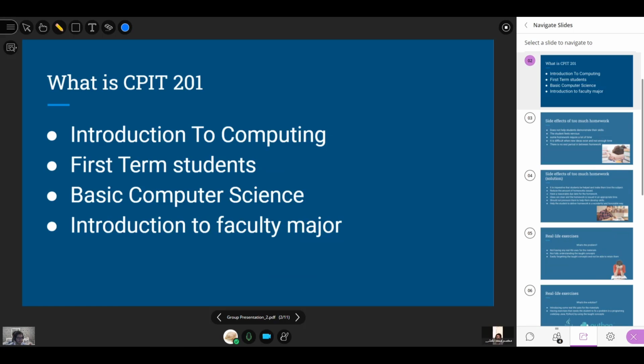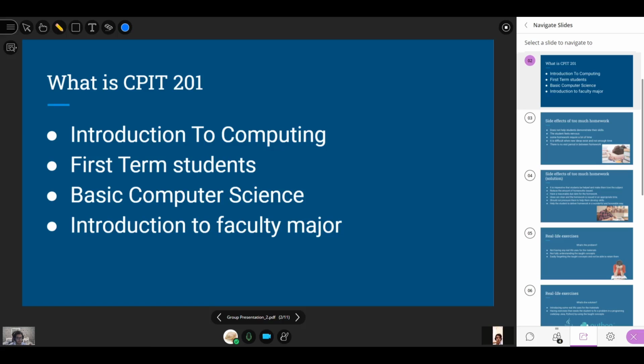Great. Now, what is CPIT201? CPIT201 is an introductory course all first-term students at the Faculty of Computing and Information Technology take. It is an introduction to computing and teaches the students basic computer science. It teaches them binary and the basics of algorithms, programming, and the operating system. And also it teaches them about the internal components of computers. It is an introduction to some of the facilities majors which students choose after their first term.